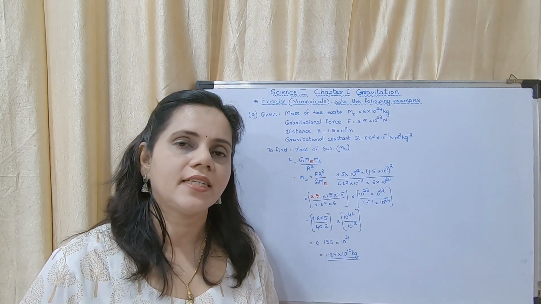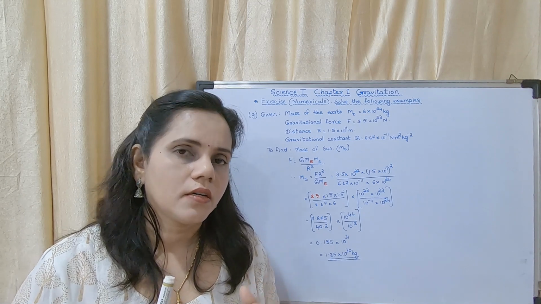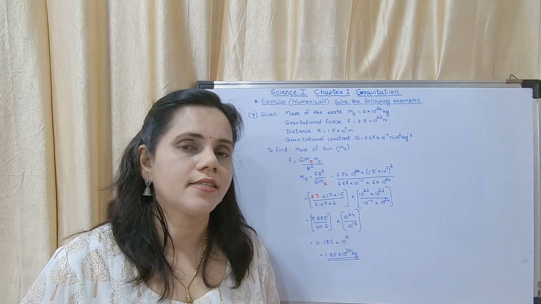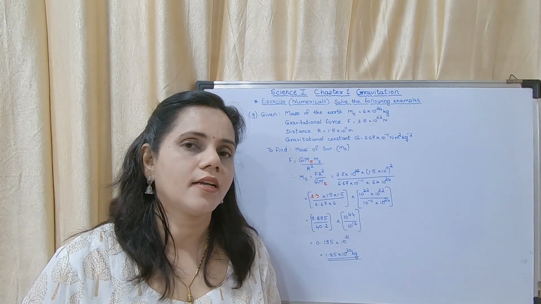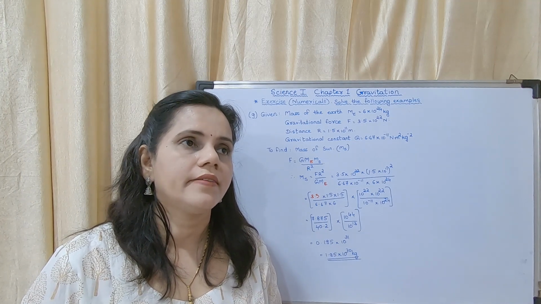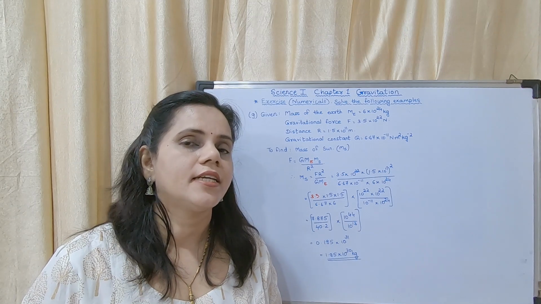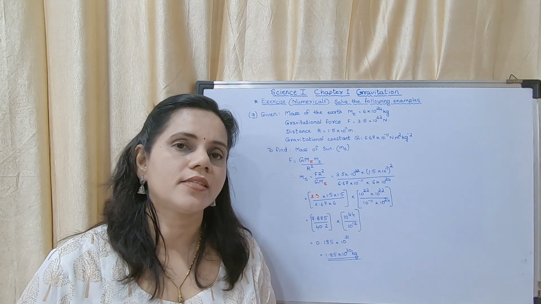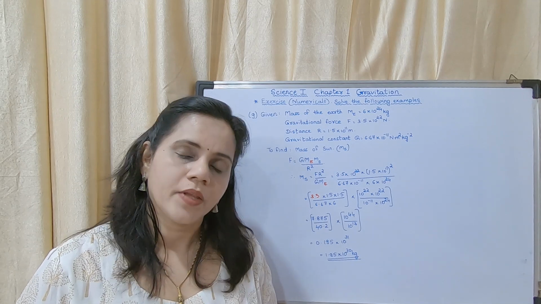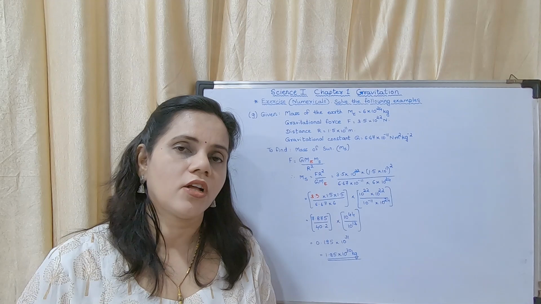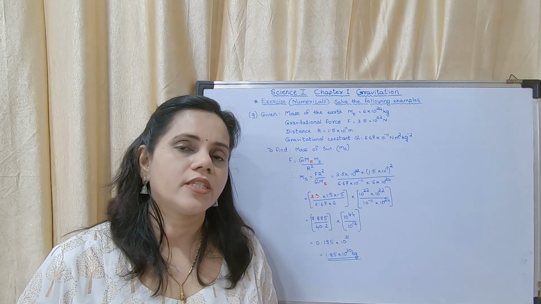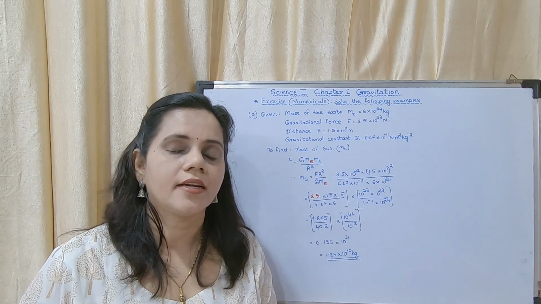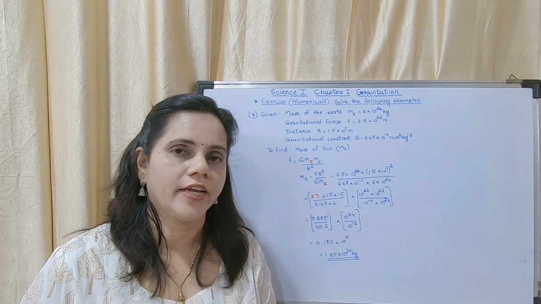Understood? You may practice all the numericals and the derivations. There are some derivations in this chapter. The derivations are equally important. The derivation of escape velocity, the derivation of acceleration due to gravity, and the derivation of universal law of gravitation. All these derivations are also there. So all these questions you have to write and learn. Write in your notebook and learn accordingly.